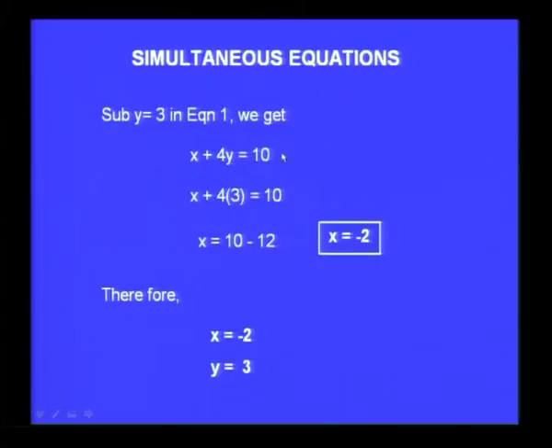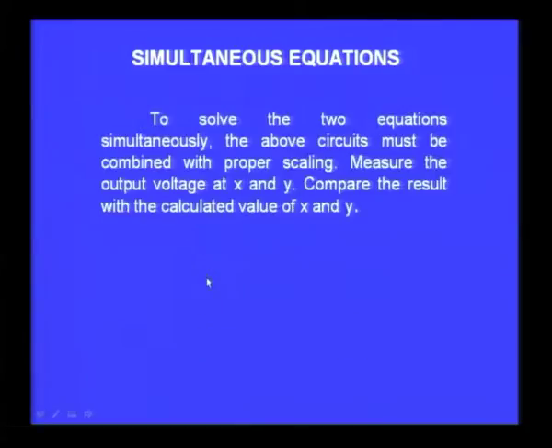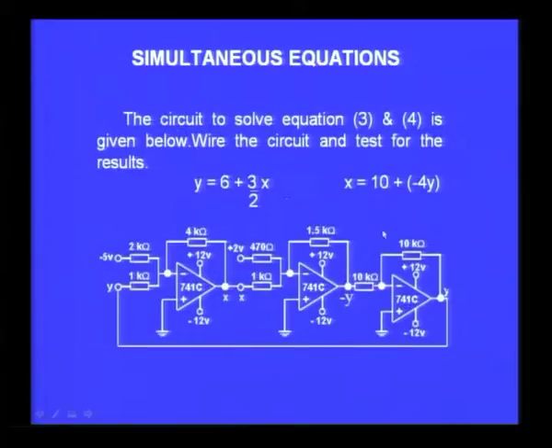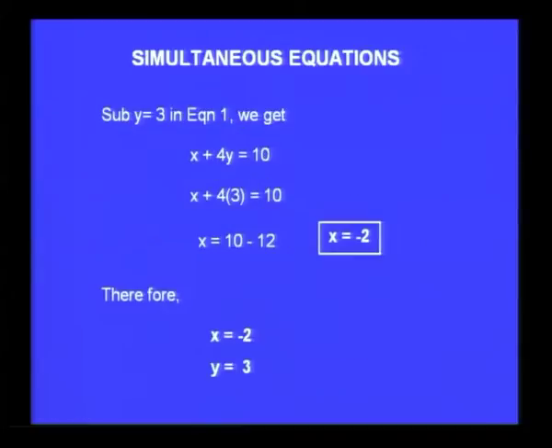x plus 4y is equal to 10, x plus 4 into 3 is 12, is equal to 10, therefore x equals minus 2. So the solution, if I do it analytically, is x equal to minus 2 and y equal to 3. So if I wire this circuit, which I have already shown to you, and measure the voltage here, it should be minus 2 volts and the voltage here should be 3 volts, because x equal to minus 2 and y equal to 3 are the solutions of the simultaneous equation.